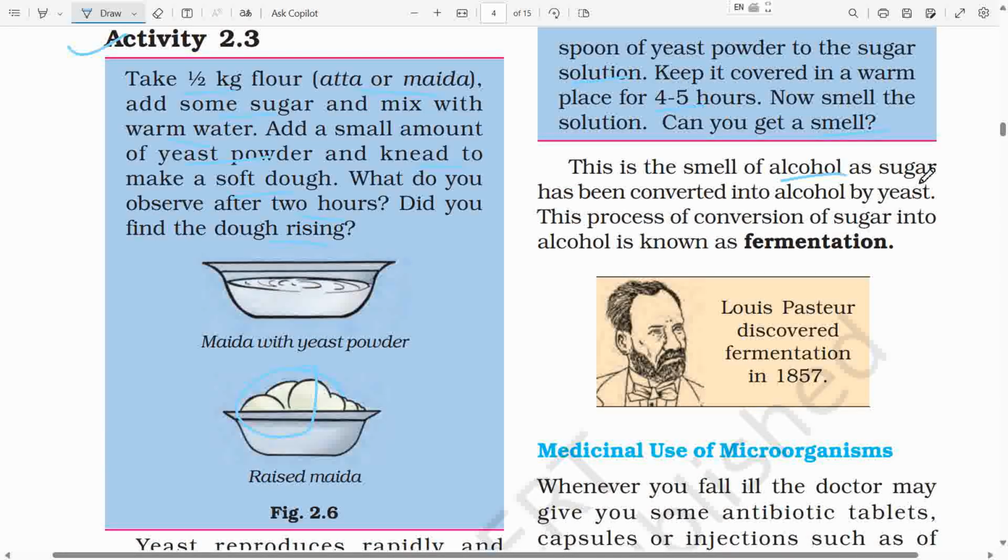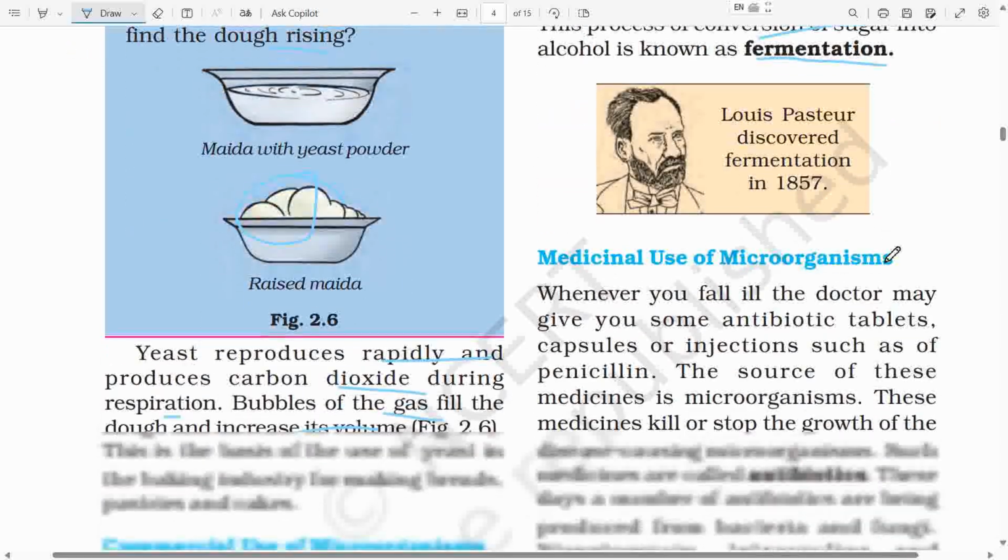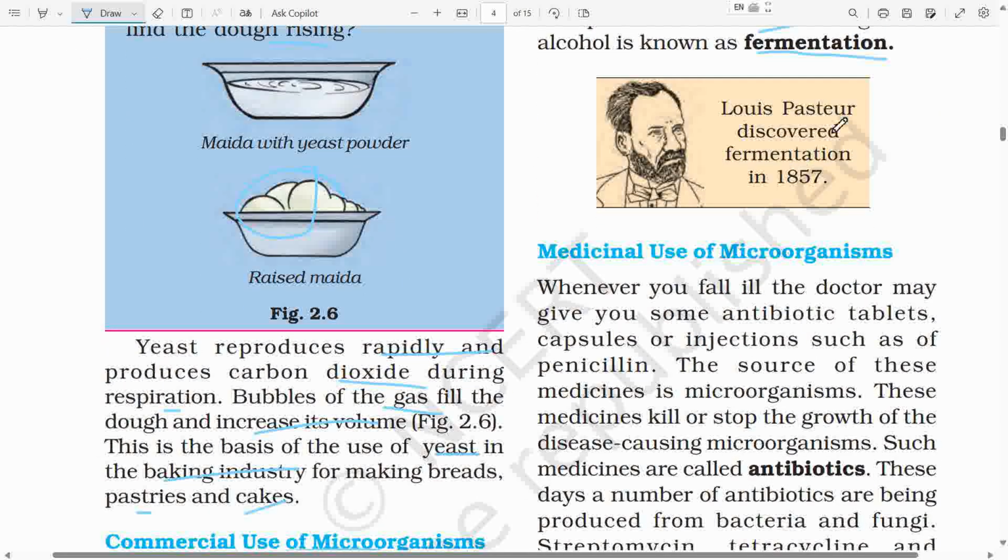This is the smell of alcohol as sugar has been converted into alcohol by yeast. This process of conversion of sugar into alcohol is known as fermentation. Louis Pasteur discovered fermentation in 1857.